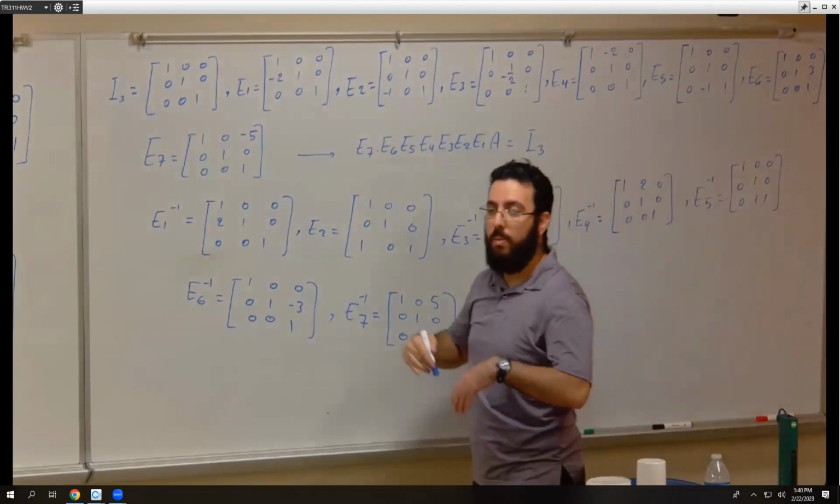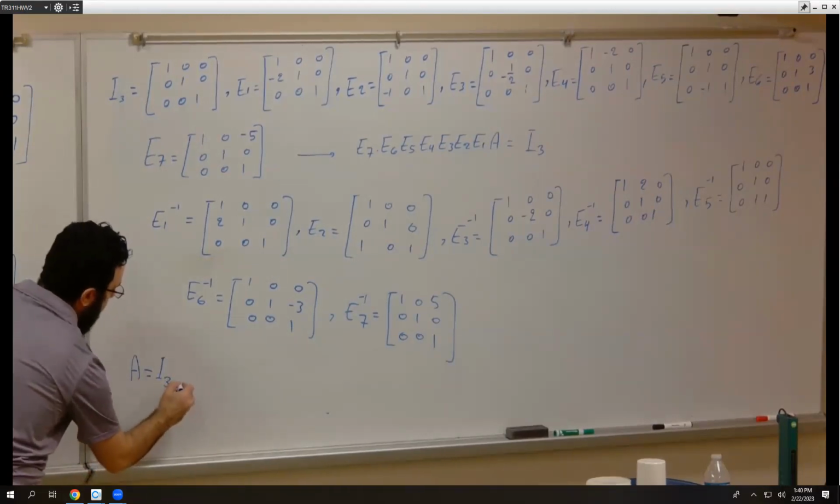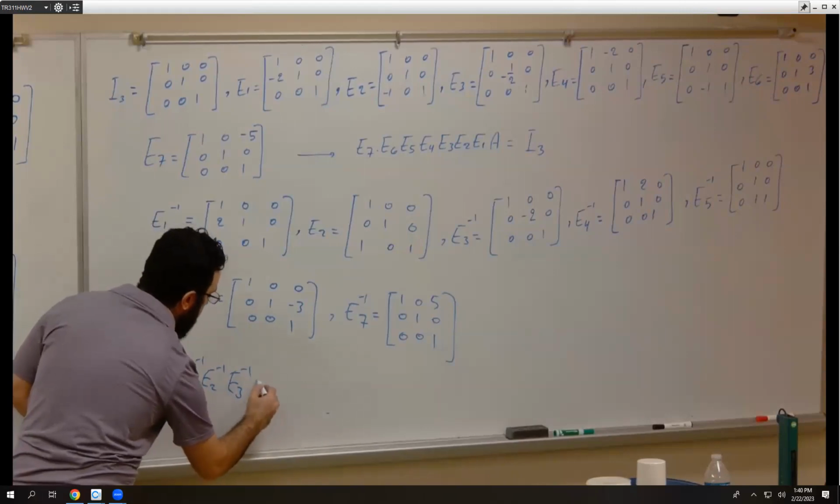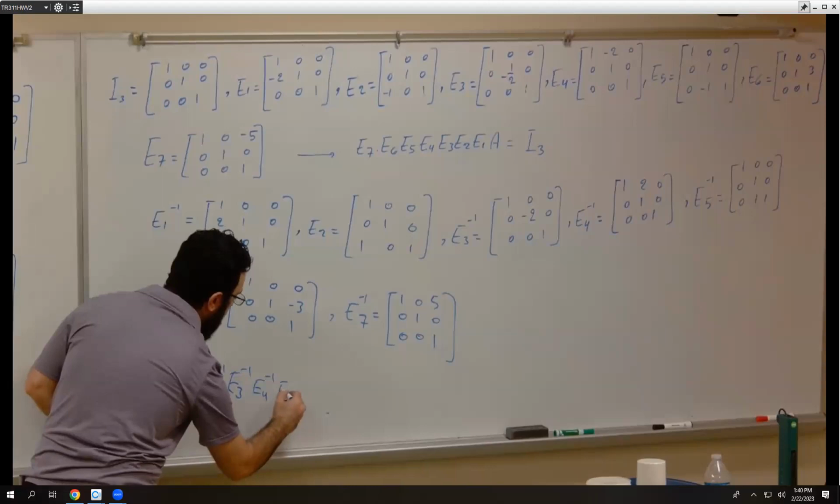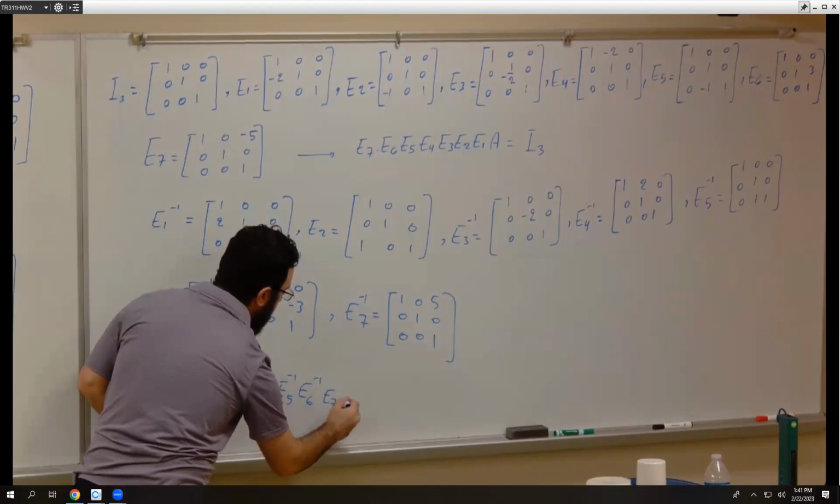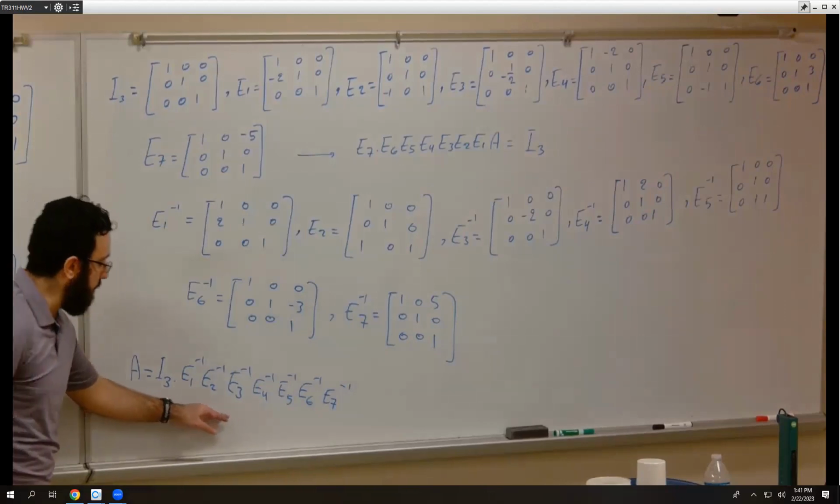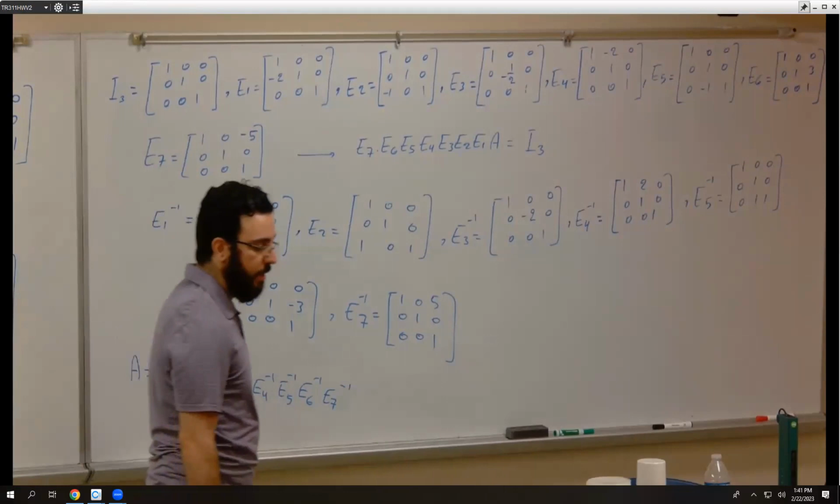Now, one more thing. That means the matrix A is going to be the identity times E1 inverse, E2 inverse, E3 inverse, E4 inverse, E5 inverse, E6 inverse, E7 inverse. That means if you multiply the identity times all these matrices, which are the inverses, the result is supposed to be the matrix A.